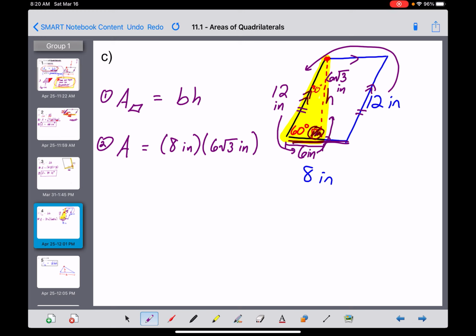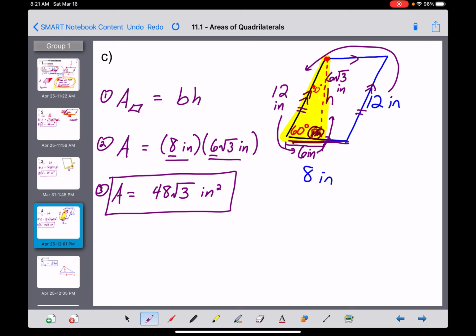So, we had to use some information about trig that hopefully we remember from a previous chapter. And now on to step 3. Let's finish it all up now. And you can use your calculator here if you want, but you really don't need it. 8 times 6 root 3. You ignore the root 3 for a minute. Just multiply the 8 times 6 to get a 48. And the root 3 really just tags along for the ride. And then inches times inches get you square inches once more.